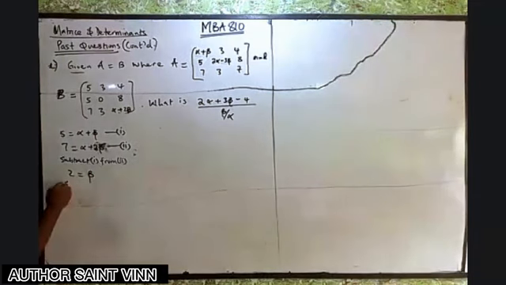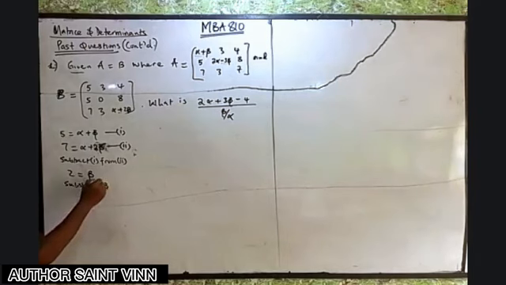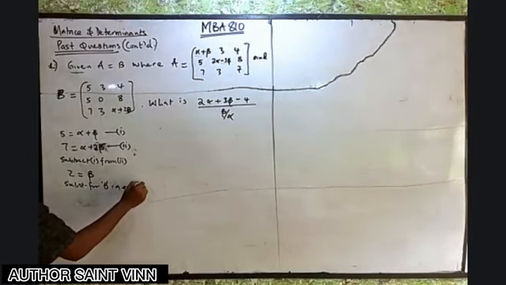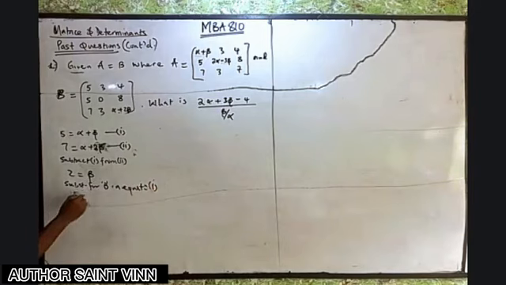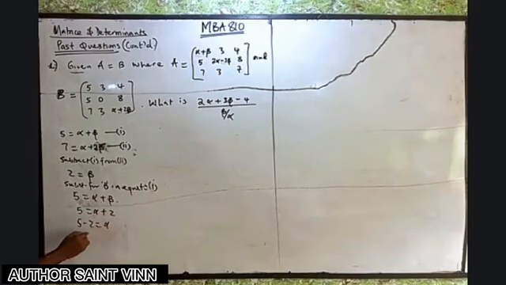Now that I have gotten beta, I will substitute for beta. I can take equation 1 or 2. 5 equal to alpha plus beta. Beta is already 2, so 5 equals alpha plus 2. I hope it's getting clearer, especially if you were around, as far as you understand matrices. We have got the answer.